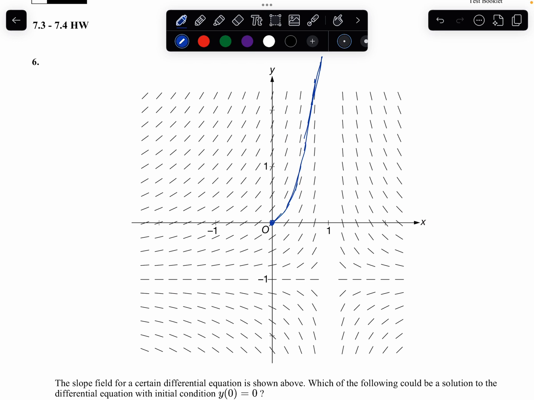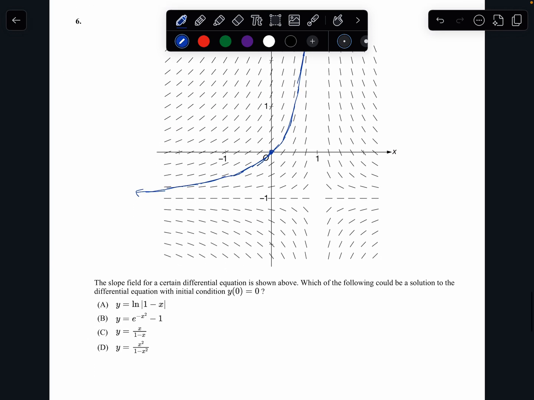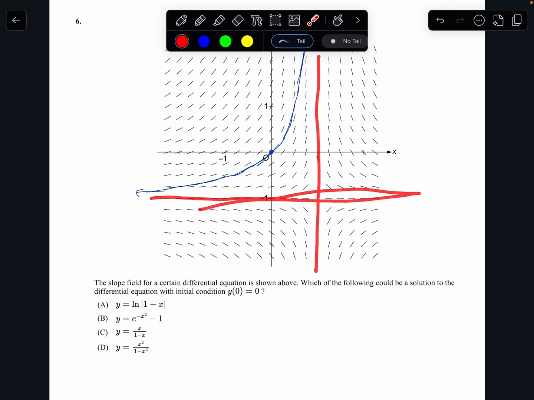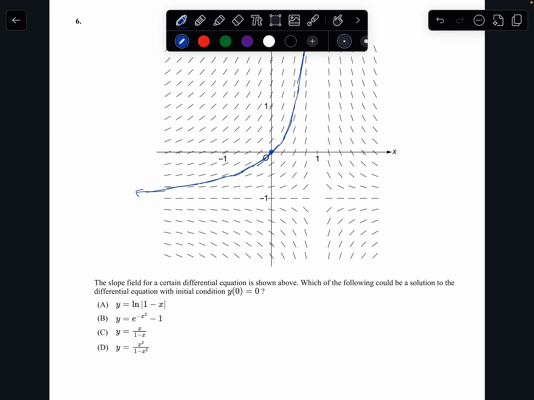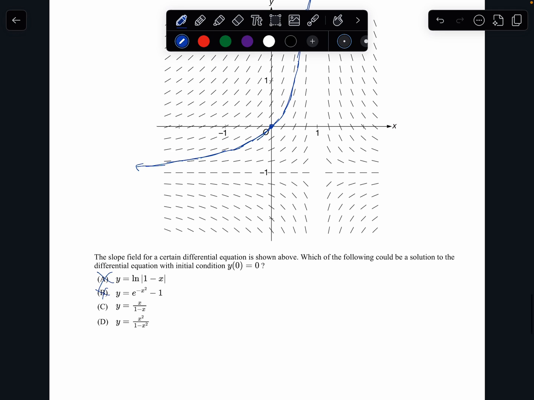Alright, looks like we have an asymptote at not just x equals 1, but also at y equals negative 1. Oh man, if we have a vertical asymptote and a horizontal asymptote, that's got to be a rational function. So this definitely doesn't look like a logarithm. I don't think that's going to be a logarithm. I don't think it's going to be exponential either. It doesn't look like it is.